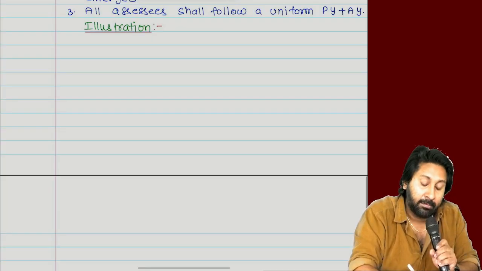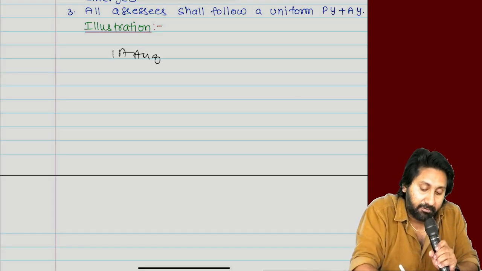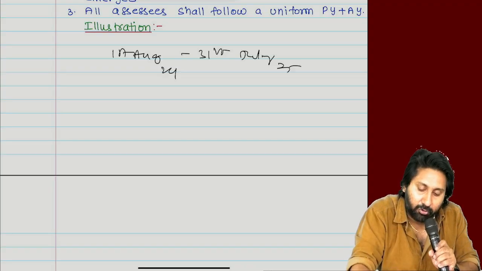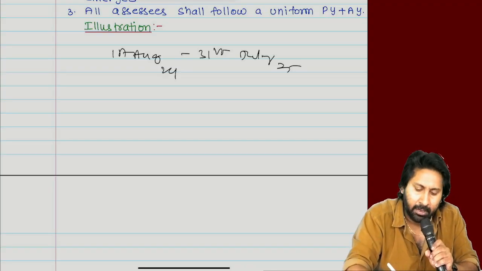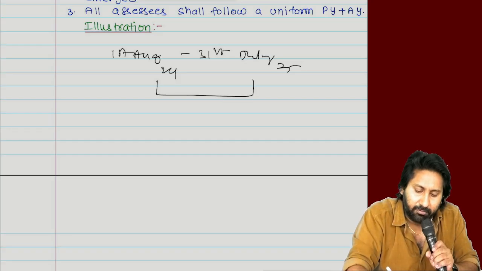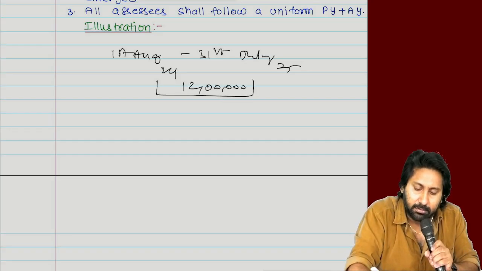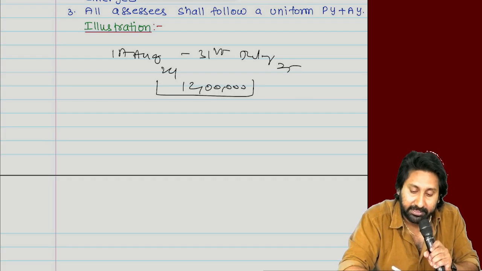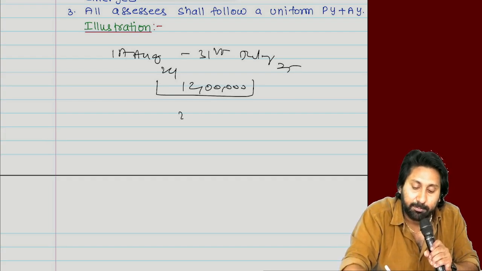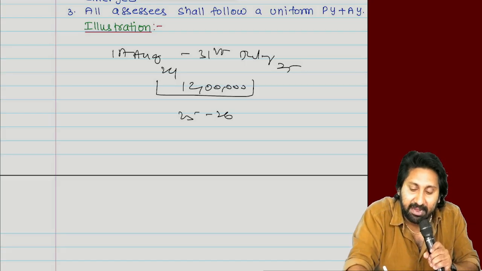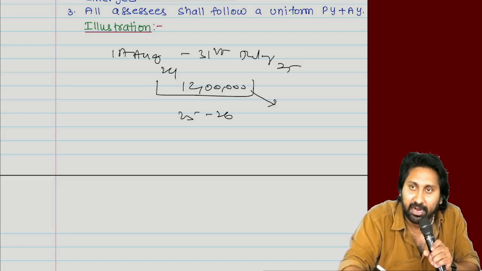I am following a financial year starting from 1st of August to 31st July, for 24 to 25. Say, for example, I earned 12 lakh rupees. Now, for the assessment year 25-26, I will pay tax on this 12 lakh. Right or wrong?